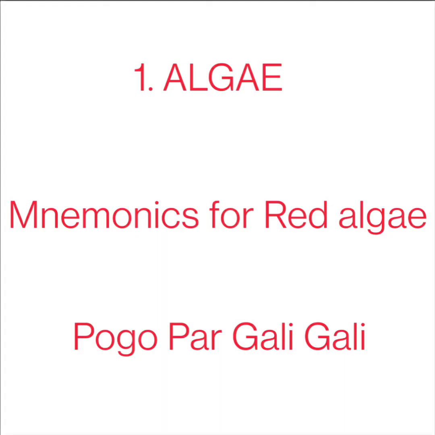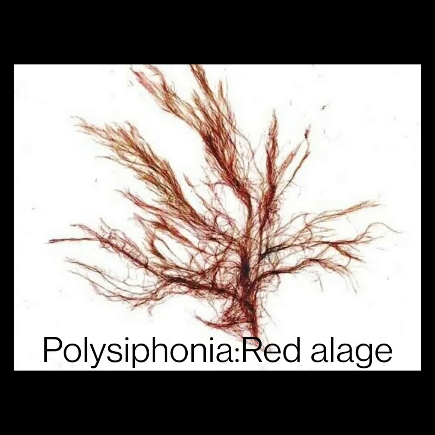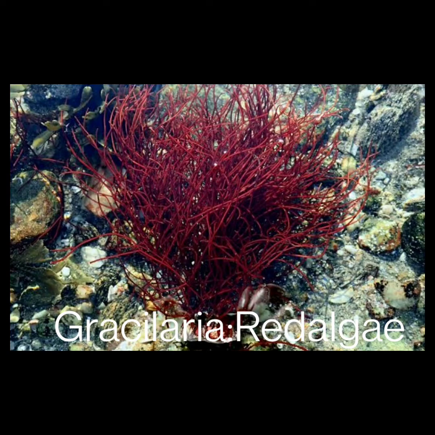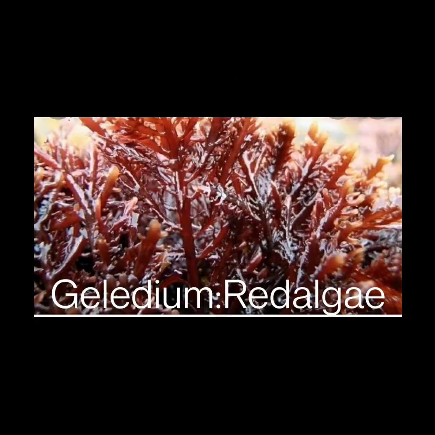Coming to red algae, the code is Pogo per gully gully. P for Polysiphonia, another P for Porphyra, G for Gracilaria, and G for Gelidium. So Porphyra, Polysiphonia, Gelidium, Gracilaria are the examples of red algae.